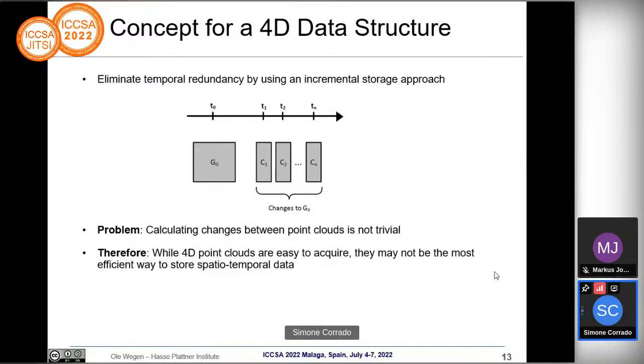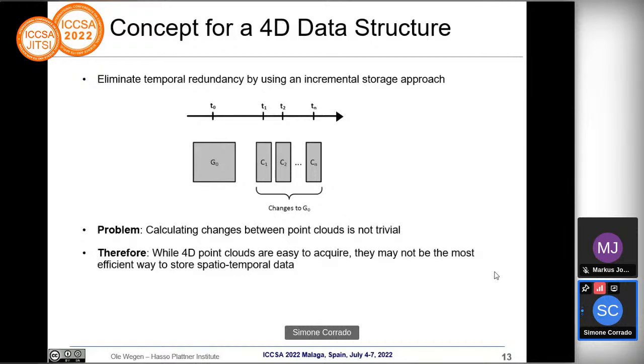We store one base geometry, an initial scan maybe, and in subsequent timestamps, we only store the changes made to this base geometry. Now, the problem with point clouds is that computing changes between point clouds is not a trivial task. There is an ongoing field of research. It's possible, of course, but it's not trivial.